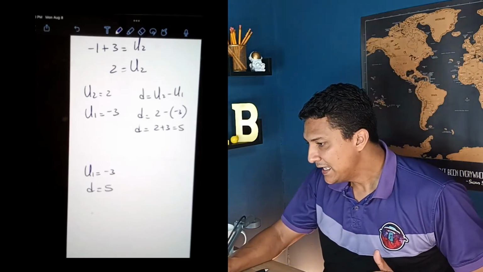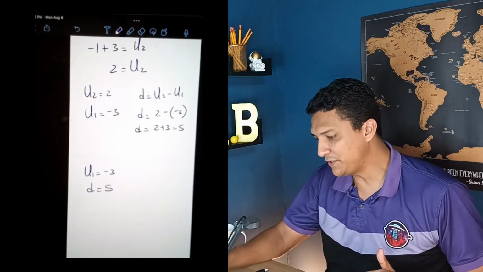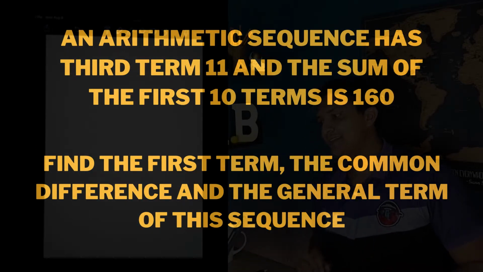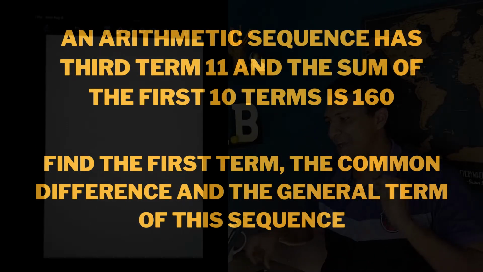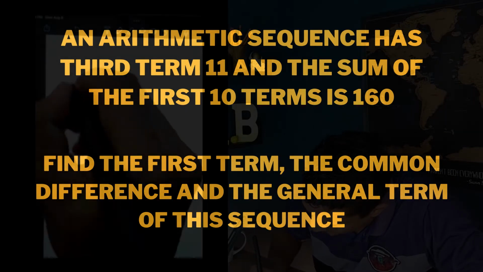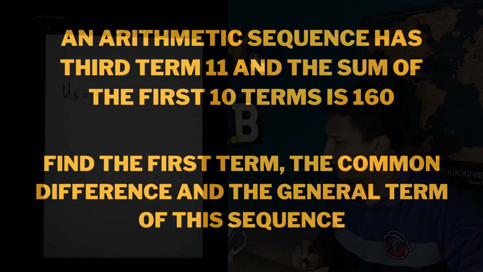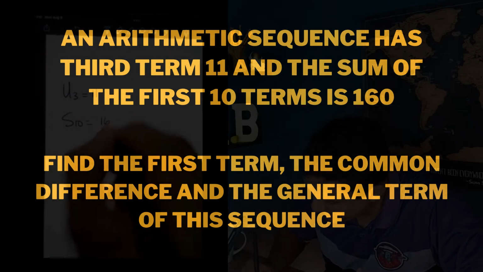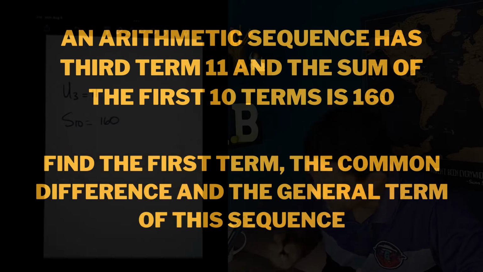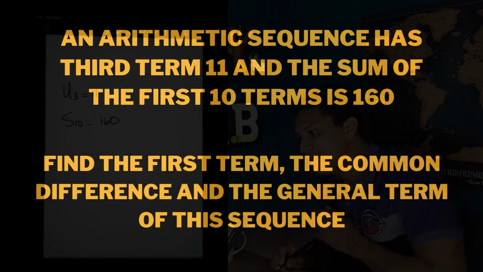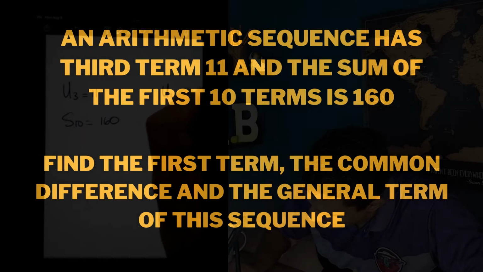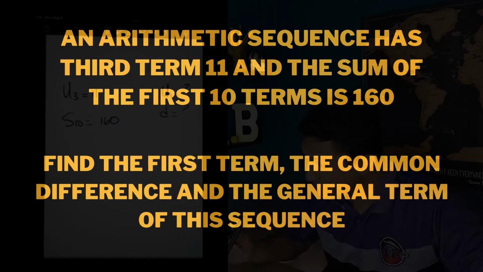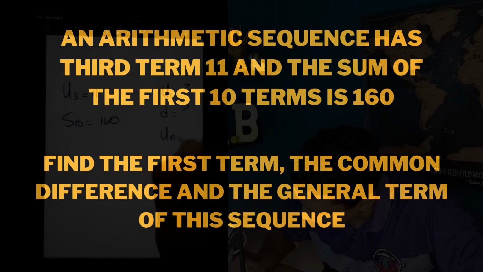There are two more problems that we're going to be solving today. Let's go to the third one. It says an arithmetic sequence has a third term 11. So U3 is 11. And the sum of the first 10 numbers is 160. It says find the first term, so in other words, they are asking us for U1, and find the common difference. And also find the general expression Un.